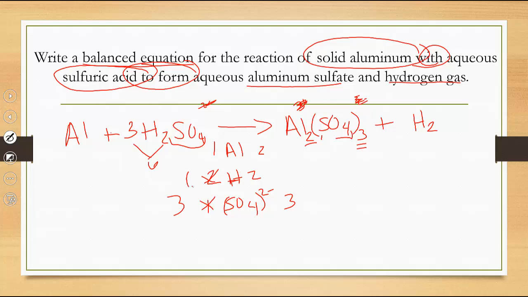This also means that I need to change this. What times 2 is equal to 6? And that's 3. The only thing that's not balanced at this point is the aluminum. So I can put a 2 here. And that will give us our final answer of 2Al plus 3H2SO4 yields Al2(SO4)3 and 3H2.